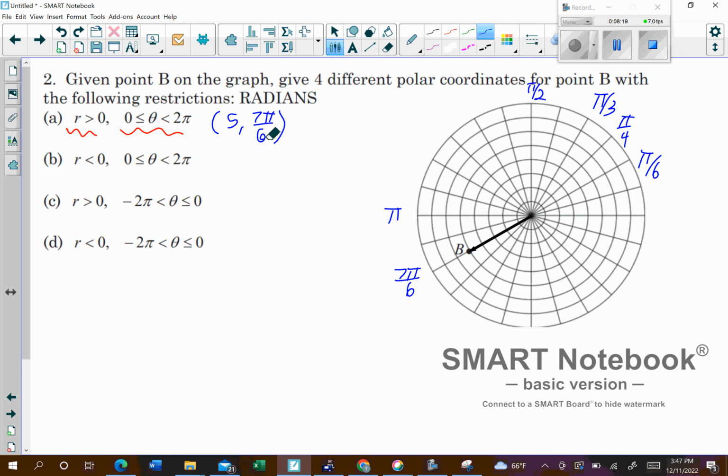Okay, now my other one, I'm going to have a negative radius. And so this time I'm actually going to rotate 180 degrees less. I'm going to rotate to the right.